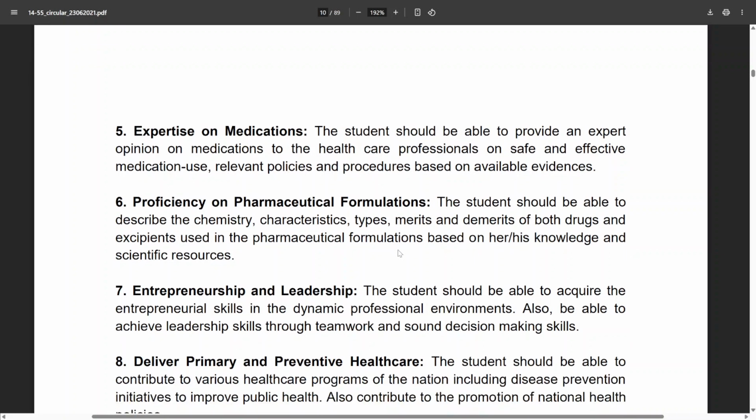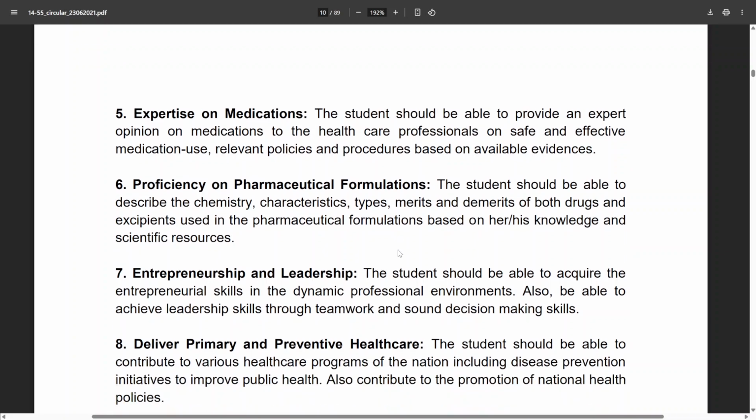Now let's move to the expertise on medication. You must be an expert, buddy. If you are a pharmacist, what is the main characteristic of a pharmacist? Knowledge, knowledge of medicine, nothing else. So you must be an expert. The student should be able to provide an expert opinion on medications to healthcare professionals on the safe and effective use of medication, relevant policies and procedures based on the available evidence.